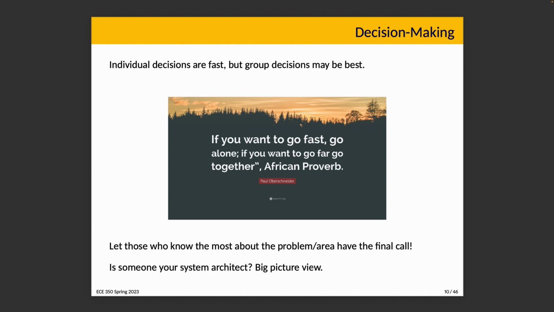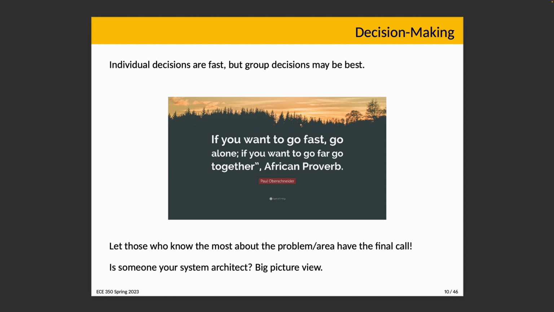In terms of decision making, there's a couple of approaches, and there's a time and a place for each. As the African proverb goes, if you want to go fast, go alone. If you want to go far, go together. Individual decisions are fast, but group decisions may be the best, even though they take a little bit longer. Getting everybody together to make the decision necessarily takes more time sometimes than it would take for a person to decide on the thing individually.